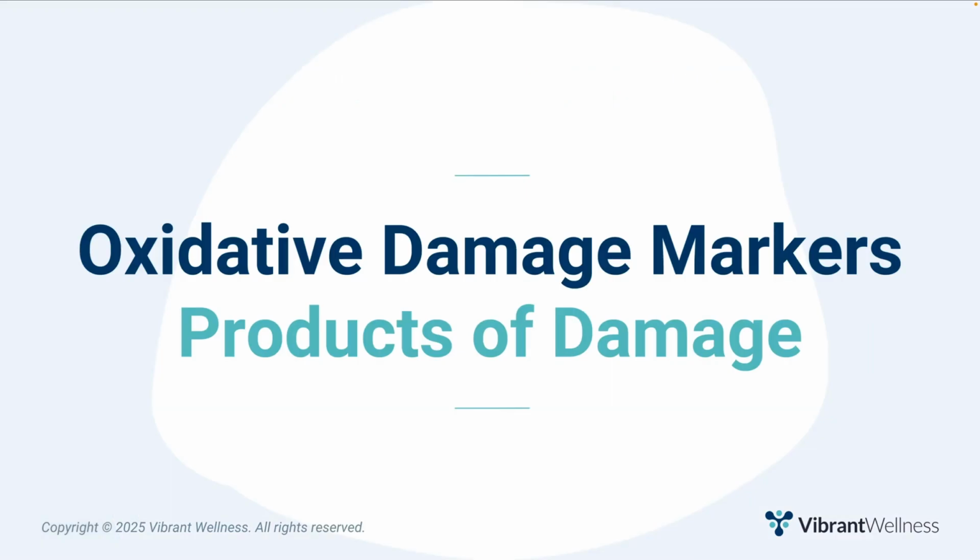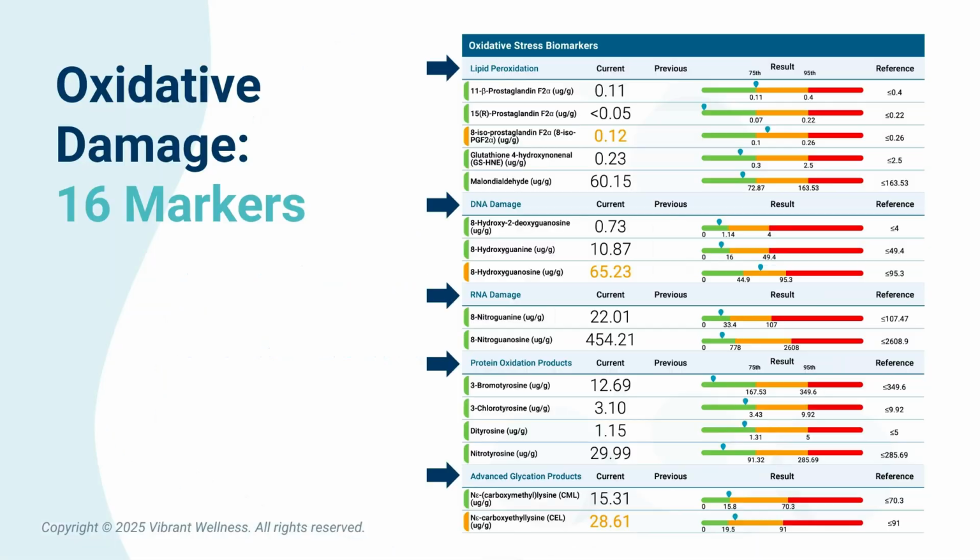The next part of the oxidative stress profile is all about the oxidative damage products, providing insight on actual damage occurring in the body due to increased oxidative stress. The oxidative damage panel looks at 16 oxidative stress biomarkers, including markers of lipid peroxidation like F2 isoprostanes, markers of DNA damage like 8-OHDG, markers of RNA damage, and advanced glycation products. When these biomarkers are being eliminated in the urine, it indicates real-time oxidative damage.